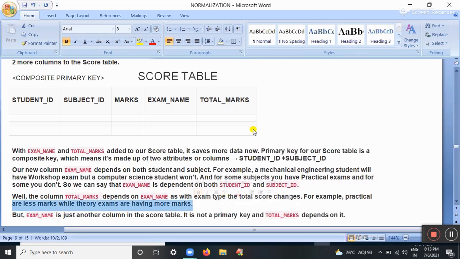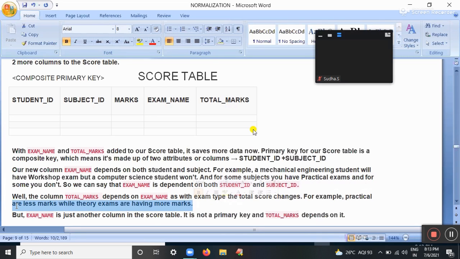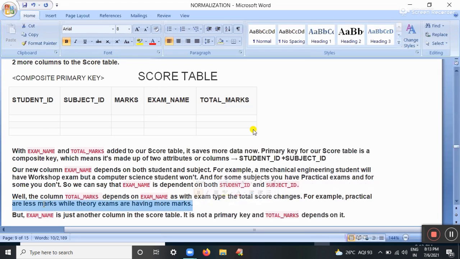Practical exam, this is one type of exam. Practical exams have less marks. Then theory exams, this is another type of exam. Theory exams have more marks, like workshop examination, lab examinations. So for every type of examination, their total. For example, practical examination, total marks how much? 25 marks. Theory examination, total marks how much here? 75 marks. Then total subject, that means including practical and theory, then you're saying 100.